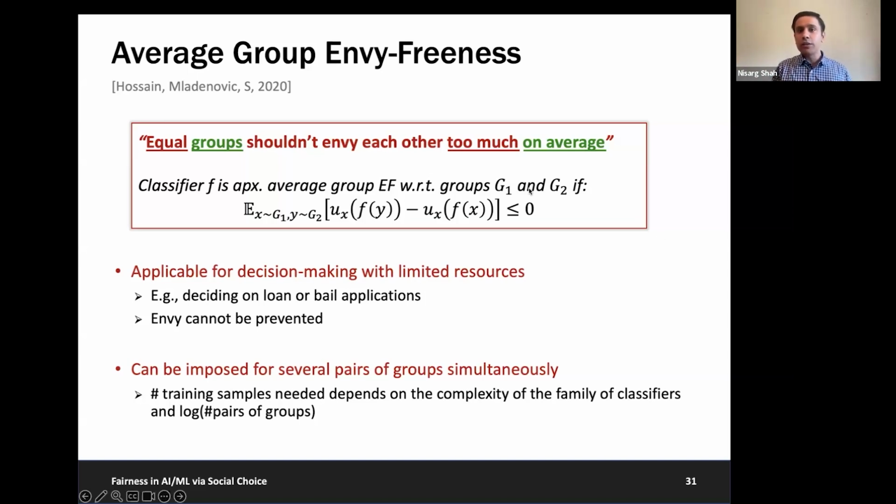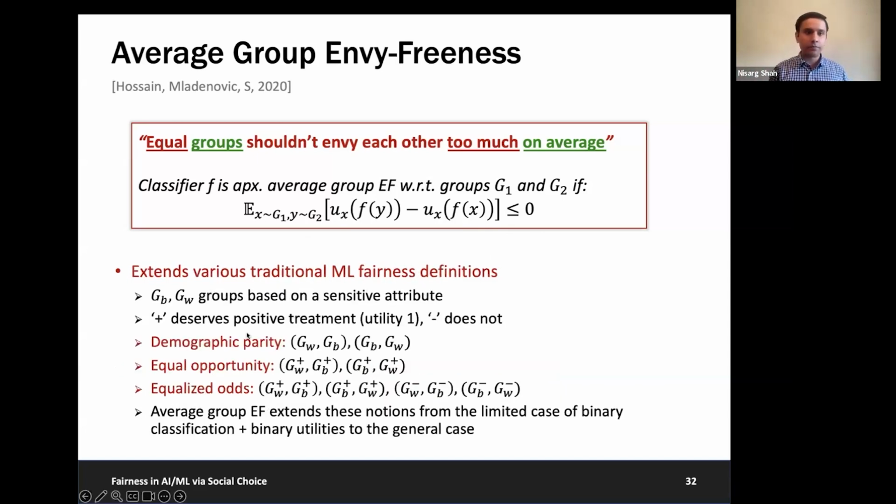What we say is that if you have two groups G1 and G2 that are equally entitled, then when you take a random individual X from G1 and a random individual Y from G2, on average, the NV that X has for Y should be less than or equal to 0. Which means that on average, an individual from G1 shouldn't envy an individual from G2, even though certain individuals from G1 might envy certain individuals from G2. The good thing is that you can impose this type of NV-freeness on average group level between many, many different pairs of groups, and you only need very few training samples for that.